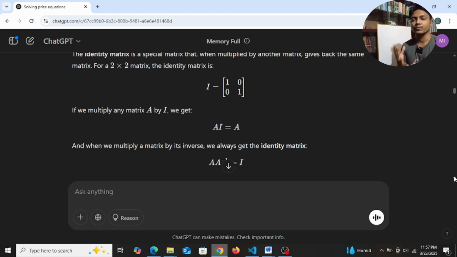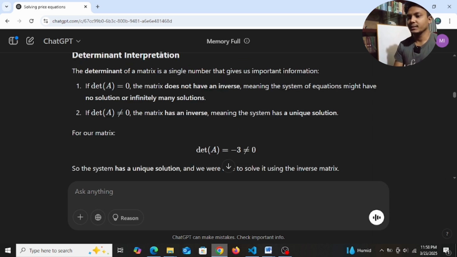Because it's the identity matrix, we know the 1 is the identity for multiplication. So whatever the matrix is multiplied with this, we get that matrix. Okay, so how it's happening, we will see now. So you see determinant interpretation. The determinant of a matrix is a single number that gives us important information. If the determinant is 0, the matrix does not have an inverse, meaning the system of equations might have no solution or infinitely many solutions. So we will see what actually this means and what happens if it's not equal to 0.